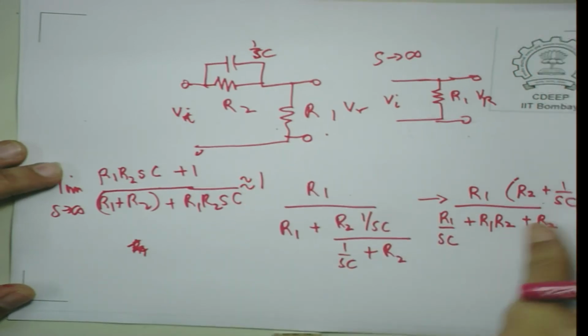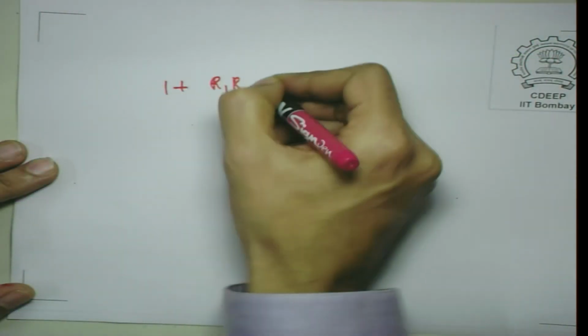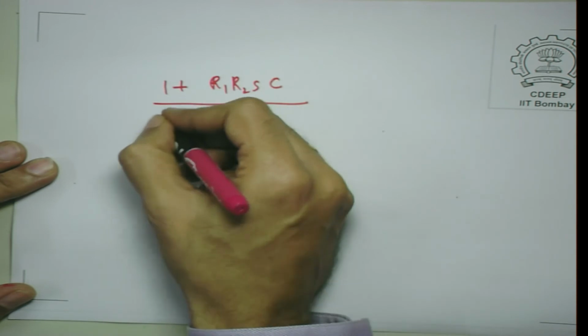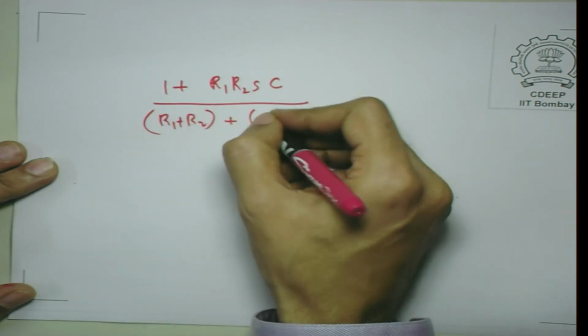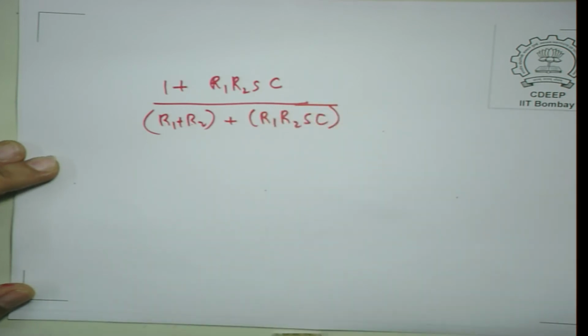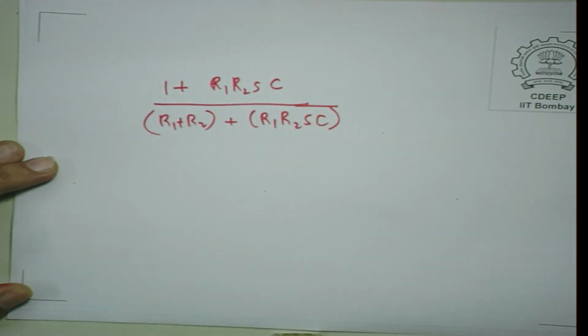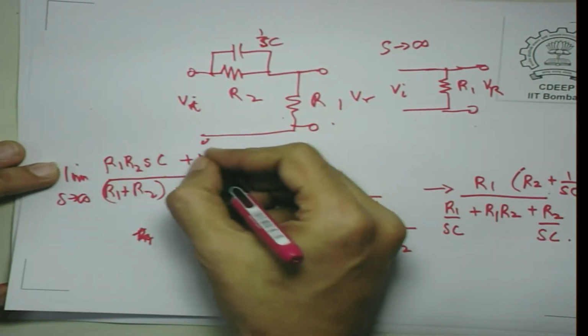So, it is correct. The transfer function is probably, I hope I have not made any other mistake, SC upon R1 plus R2 plus R1 R2 SC. And of course, if you put S equal to 0, you will find that there is one R1 also, sorry, yes, this should be R1.